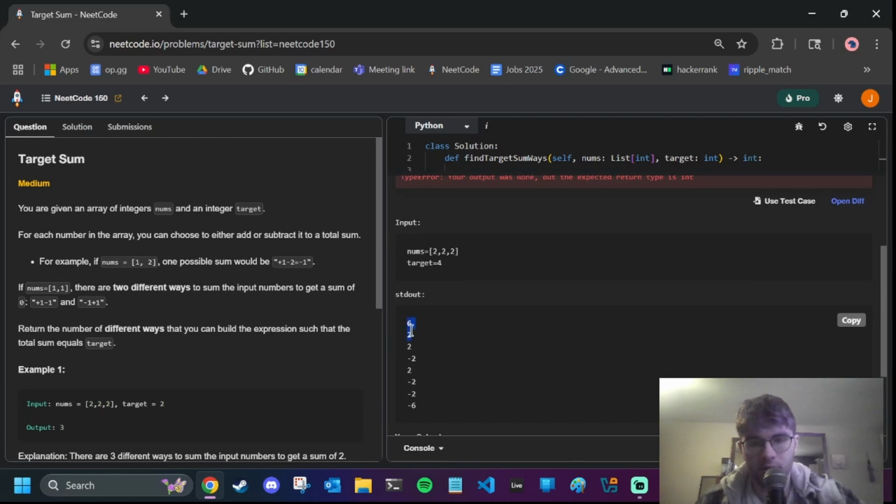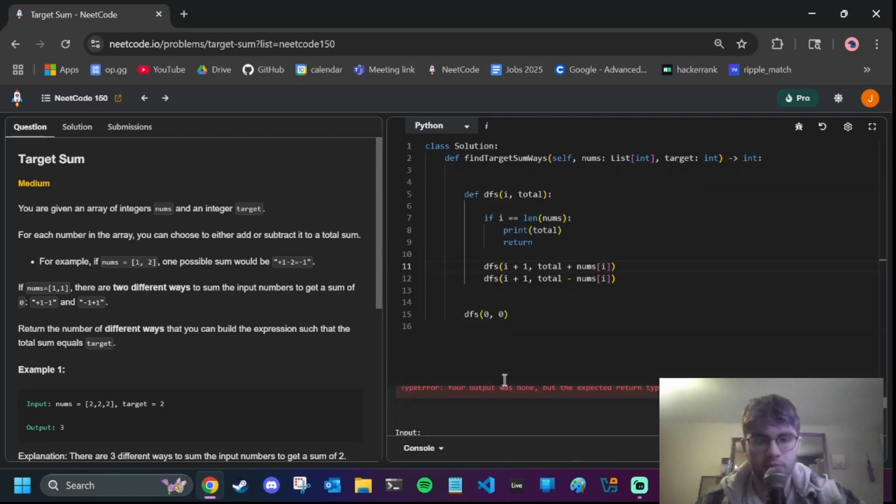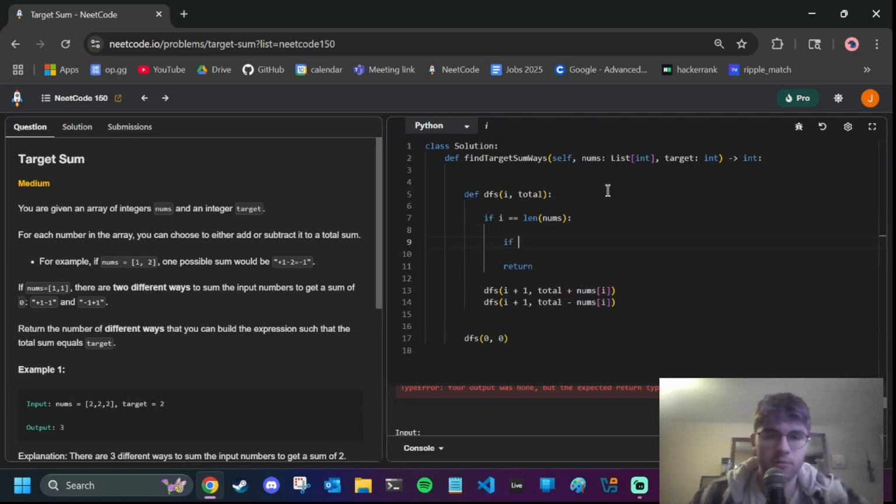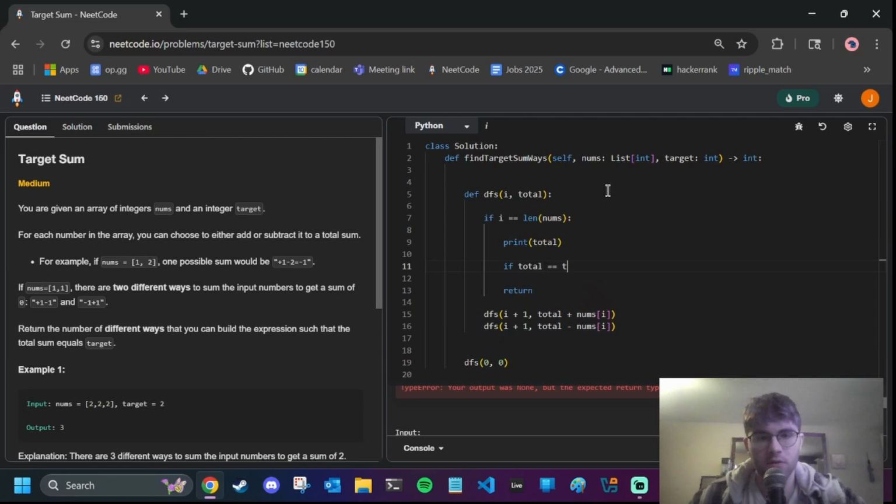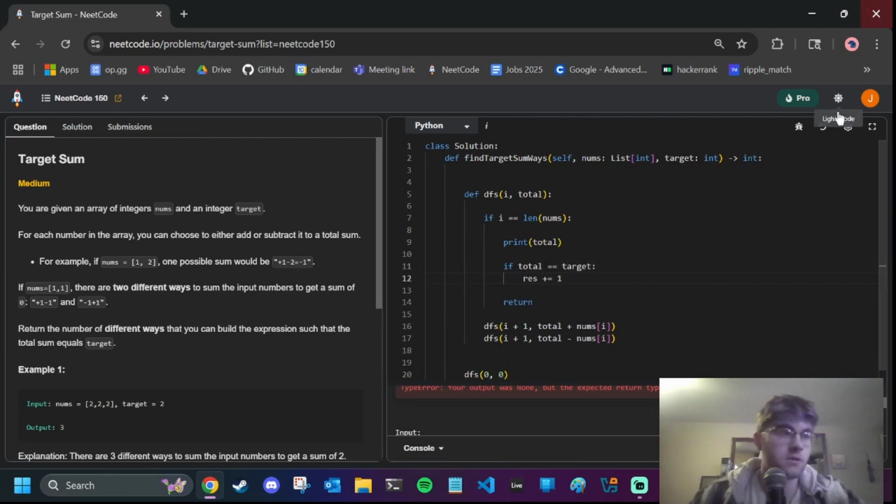And then how many? 1, 2, 3, 4, 5, 6, 7, 8. So there's 8 of them. We can just say here, we definitely want to return no matter what, and I guess I could print it for now, and then we would say if total equals target, then result plus equals 1.